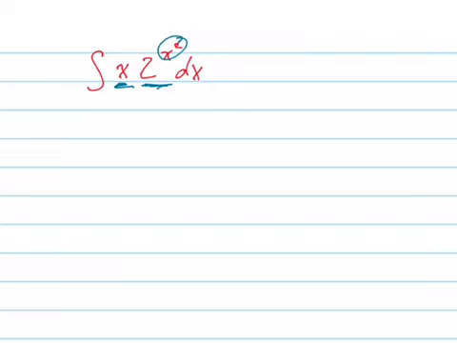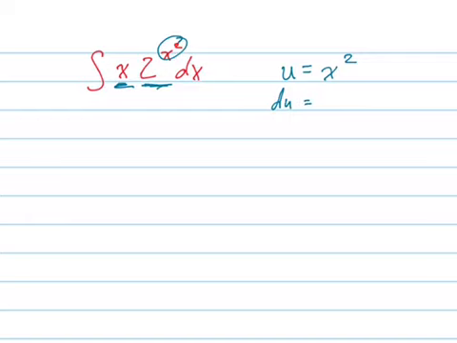You're going to have to cheat a little bit, and that's what U substitution and integration by parts is all about. It's just rewriting an integral so that you can take the integral, because otherwise you wouldn't be able to.